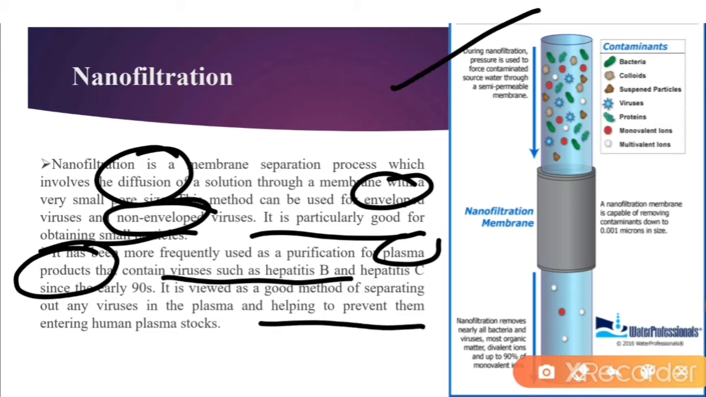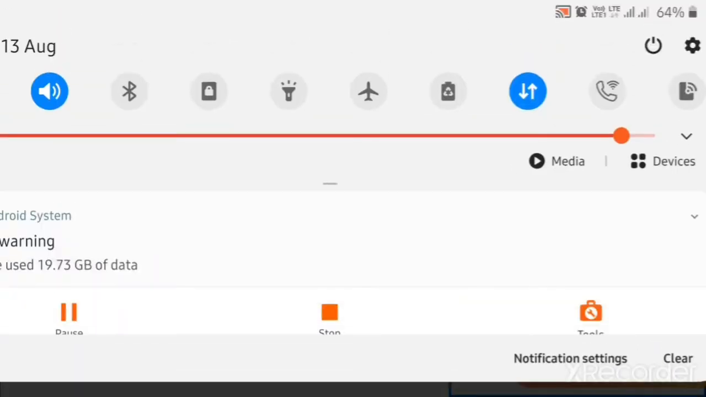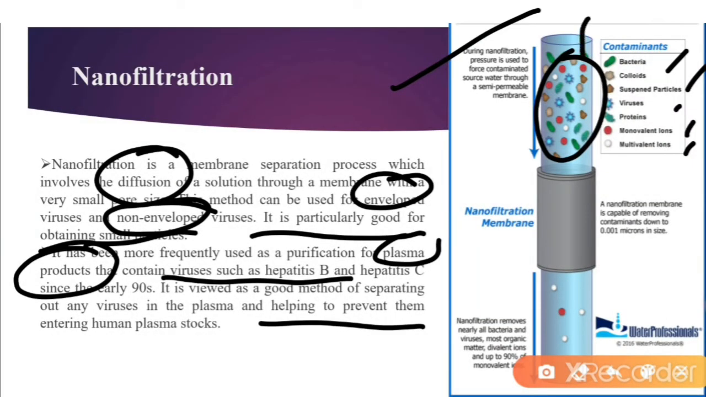Now let's observe this figure. Here at the top there is a mixture of bacteria, colloids, suspended particles, viruses, proteins, monovalent ions, and multivalent ions. In this mixture there are viruses. Now we have to purify these viruses from that mixture. Then we have to apply pressure here, and due to pressure, what happens? This mixture will flow in this direction.